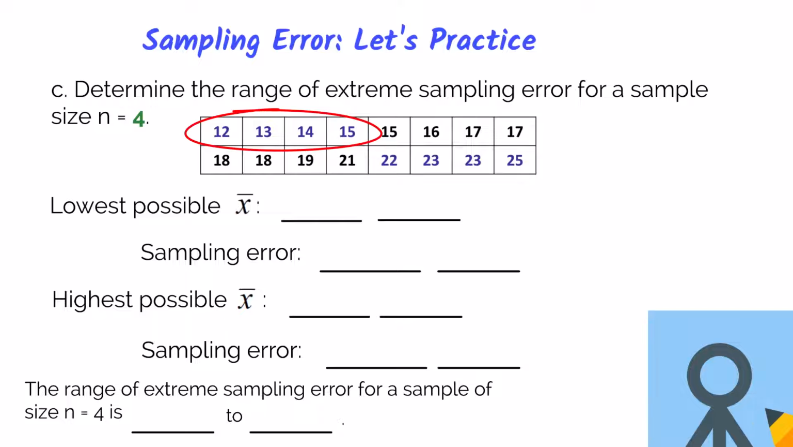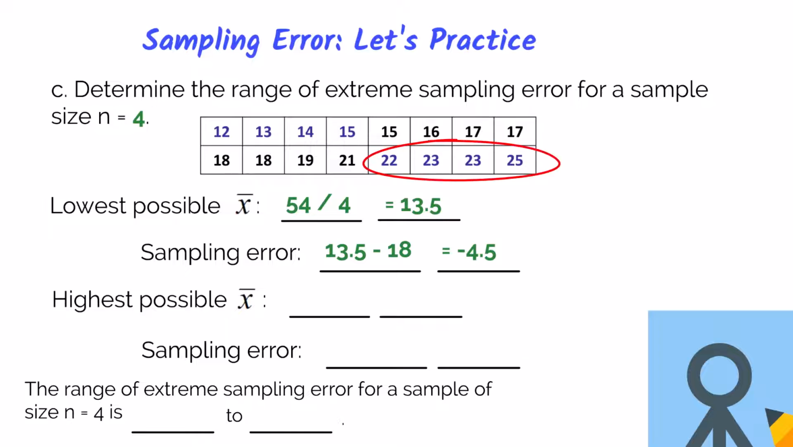If the samples selected are these 4 numbers here, 12, 13, 14, and 15, for the lowest possible, then we calculate our sample mean by adding up the numbers in the numerator, and we get 54. Then we divide by the sample size of 4, and we get a sample mean of 13.5. Next, we calculate our sampling error. I'll take the sample mean of 13.5 minus the population mean of 18 that we calculated before, and we get negative 4.5.